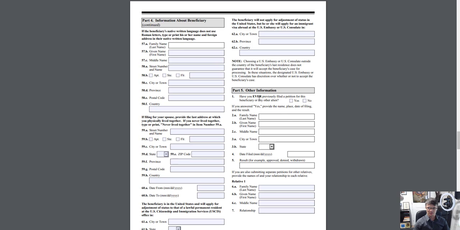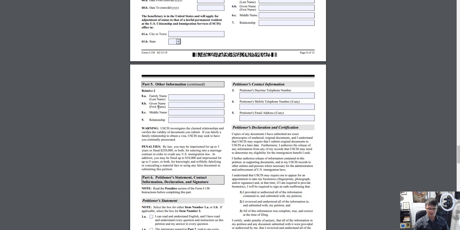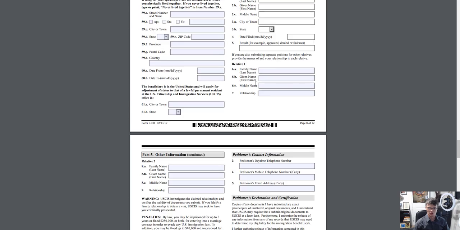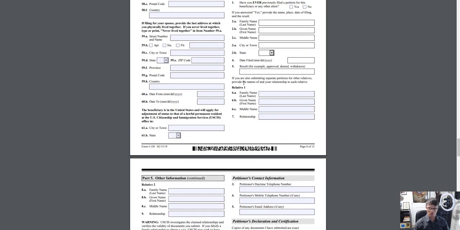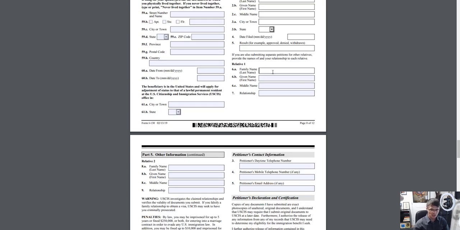Now, other information. Have you ever previously filed a petition for this beneficiary or any other alien? If you did and it was denied, this is where you explain the reasons. Other information: if you're also submitting separate petitions for other relatives, provide the names of your relatives here. So let's say you're doing this for your mom and you are also separately doing one for your father, you would need to put your father's petition here.